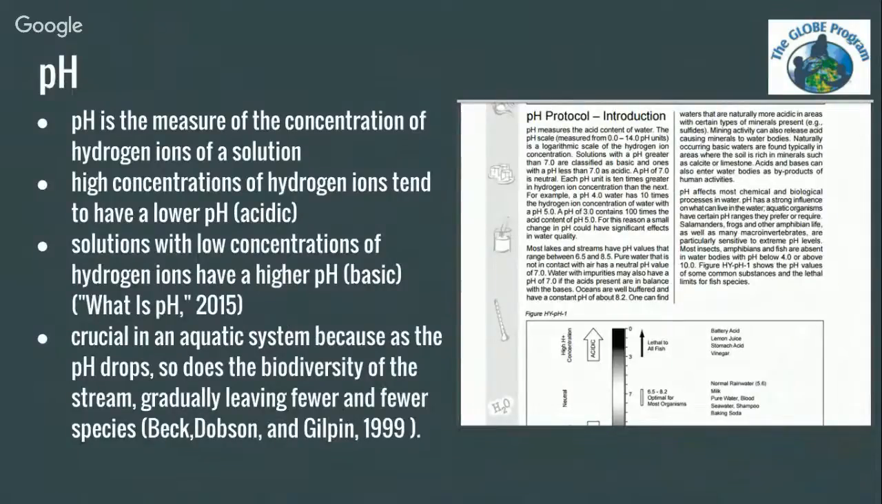pH is the measure of the concentration of hydrogen ions in a solution. pH values of 7 are neutral and are good for stream life. Low pH values are acidic. High pH values are basic, and these levels can be harmful to organisms in the stream.